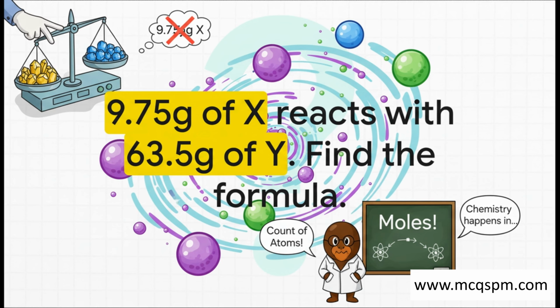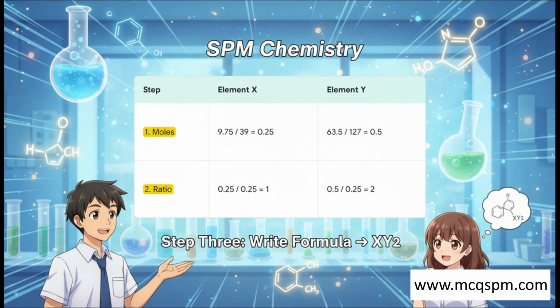Moles are like the currency of chemistry. It's all about the number of atoms. So just follow this 3-step playbook every single time, and you cannot go wrong. Step 1, convert that mass into moles using the RAM. Step 2, find the simplest ratio. How? Just divide both mole numbers by whichever one is smaller. Here, that gives us a clean 1:2 ratio. And finally, step 3, just write the formula. It's XY2. See, that's all there is to it.